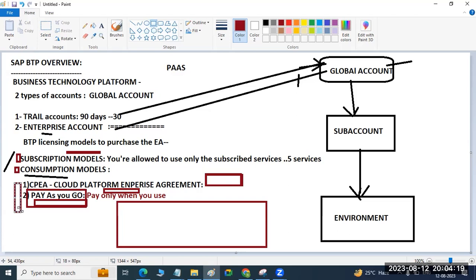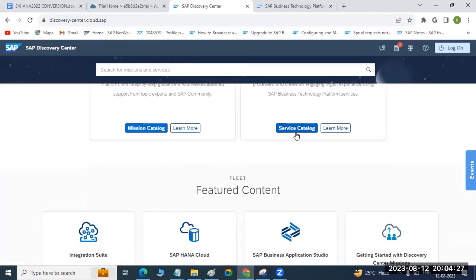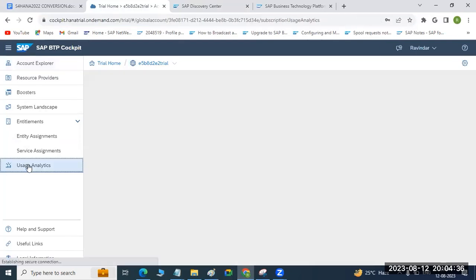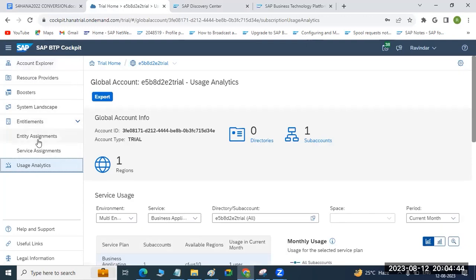Any questions with respect to the pricing models, and how to know how much I have to pay for my service? Estimation, you will get it. To know, when you go to the BTP cockpit, this is the BTP cockpit homepage here. Here you have the usage analysis. For every global account, you will get the usage analytics. I will clearly explain what each and every service is and when to use it.